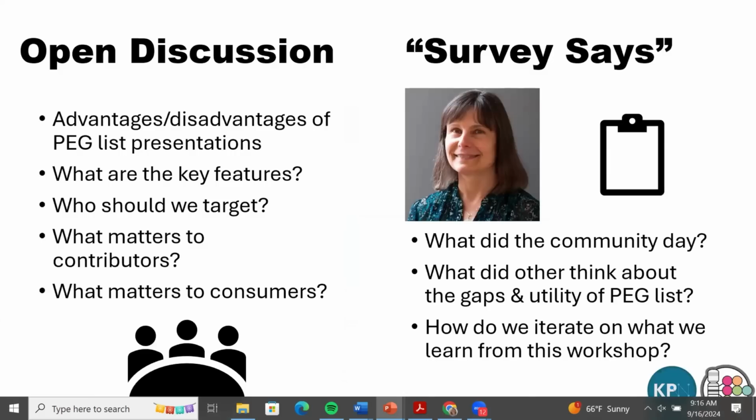So then we'll convert to open discussion. We'll have an open discussion about the pros and cons, the key features, who should we target, who's our end user. We'll talk about what matters in terms of these lists for contributors, people who are generating the list and contributing them to this resource that we will develop standards for. We'll talk about, as consumers, how are we going to use them? What are the important pain points in someone using them as a person in industry, a person in biology, and so on and so forth.